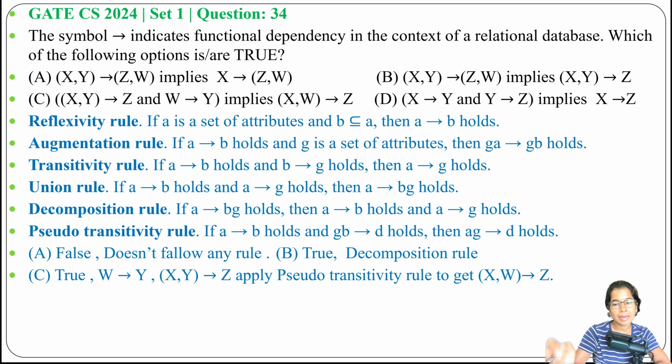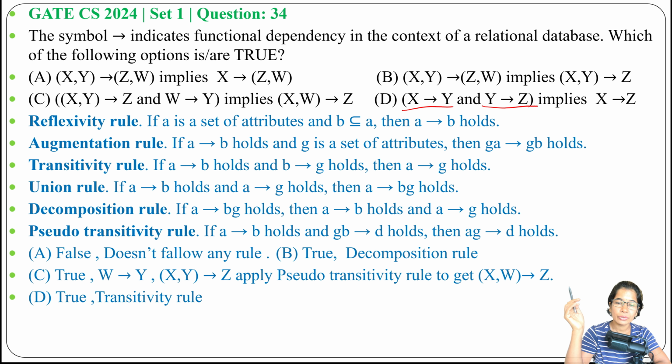Next, option D, X implies Y, Y implies Z, so X implies Z. This is directly transitive rule. X implies Y, Y implies Z means X implies Z. So option D is also true. It's according to transitive rule.